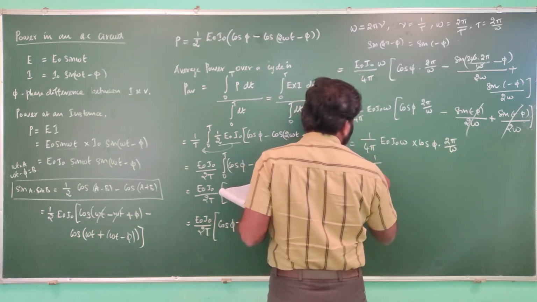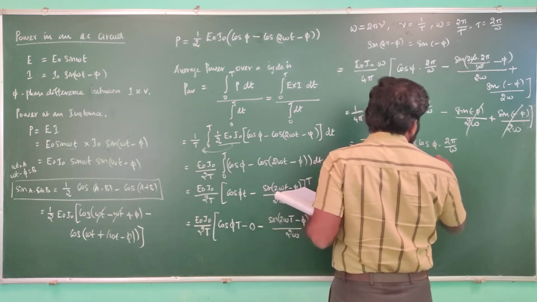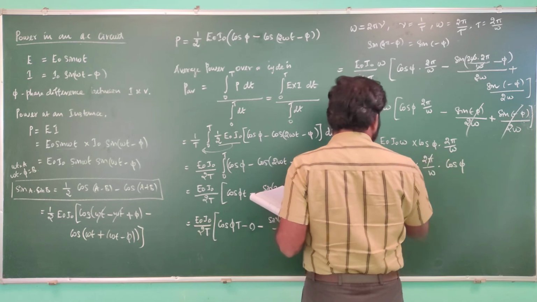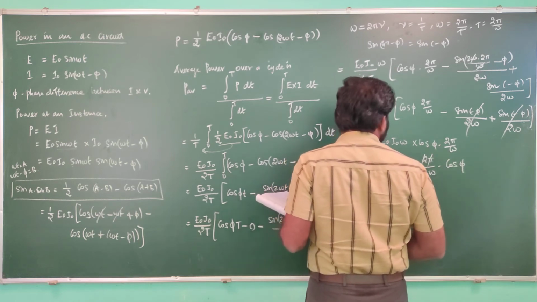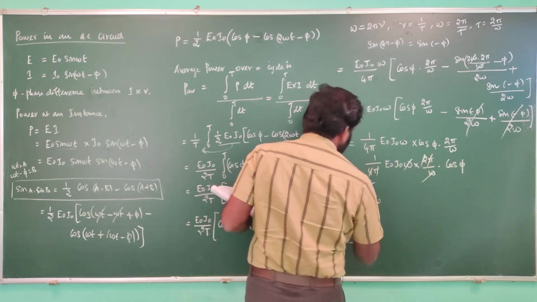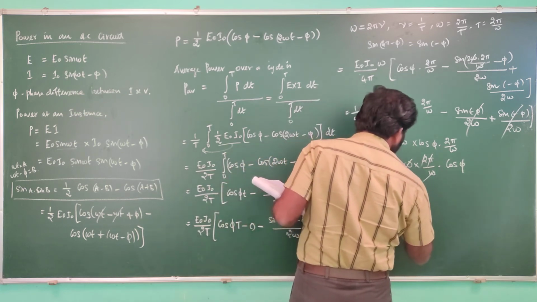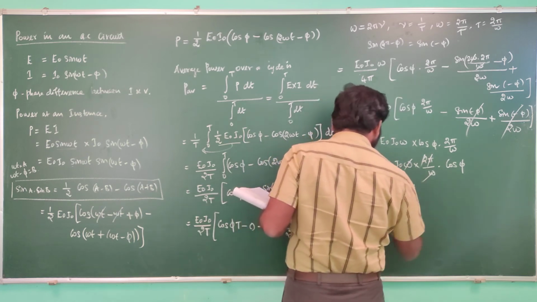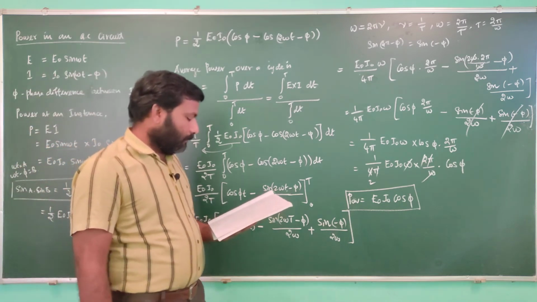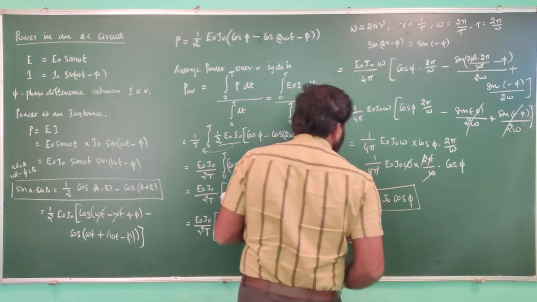So we can rewrite this as 1 by 4 pi E naught I naught omega into 2 pi by omega multiplied by cos pi. So pi cancels out, 2 and 4 we can divide, omega cancels out. So what's remaining is the average power, P average, equal to E naught I naught cos pi. There is a 1 by 2 here, that's missed. This is the average power.